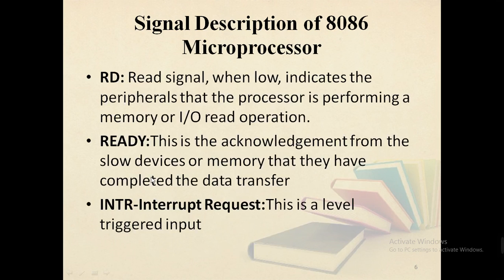Coming to RD bar, it is an active low signal. The read signal when low indicates to the peripheral that the processor is performing a memory or IO read operation. RD bar is active low and shows the state for T2, T3, TW of any read cycle. Coming to READY, this is the acknowledgement from the slow devices or memory that they have completed the data transfer. Simply, the ready signal represents the acknowledgement from the slow devices only.